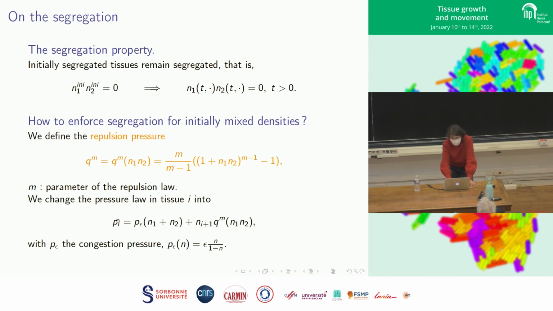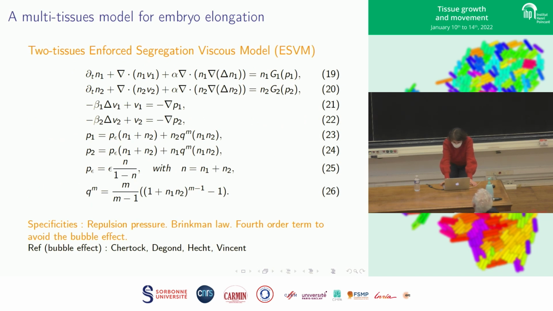So now the pressure felt by tissue I will be the congestion pressure. We keep it with a singular pressure law here. But also the term given by the repulsion pressure. So for P1, it will be n2 Qm. I add the n2 because I want this to be in the right direction. I don't want only to segregate locally, but I want to form packs. And I end up with this model.